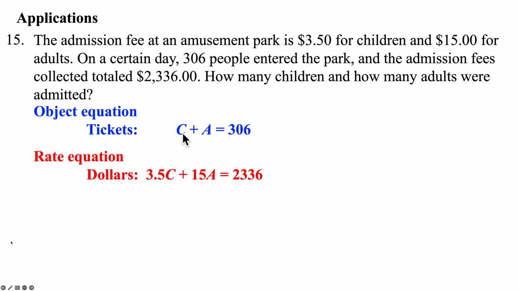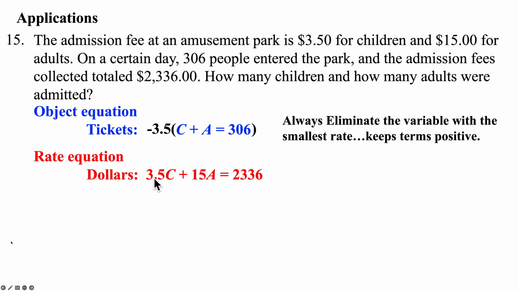We're going to take the object equation. Which variable do I want to cancel? Look who's got the smallest value. 3.5 is smaller. So we're going to multiply this by a negative 3.5, and we'll line it up right here. So negative 3.5c minus 3.5a, and negative 3.5 times 306, get your calculator, and negative 1,071.